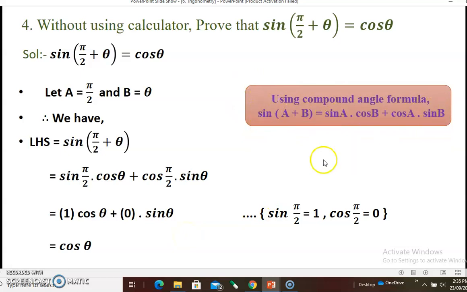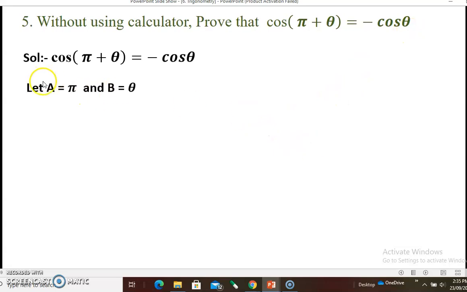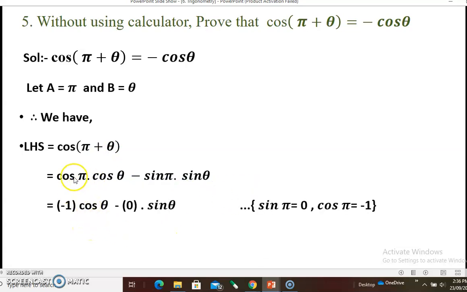See the formula of sin A plus B. Next, without using a calculator, we can again prove that cos of pi plus theta equals minus cos theta. Again by using compound angle we can prove it. Here we can assume that pi is A, theta is B, and use the formula of cos A plus B. What is that formula? Cos A plus B is cos A cos B minus sin A sin B. Cos pi value is minus 1, sin pi is 0.